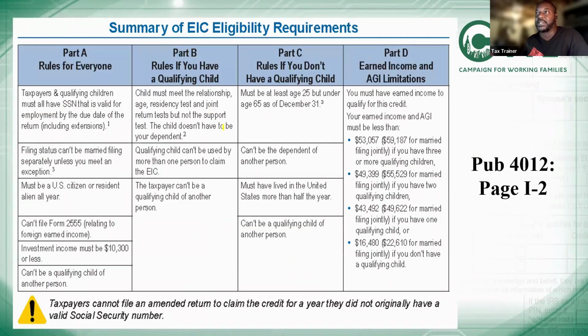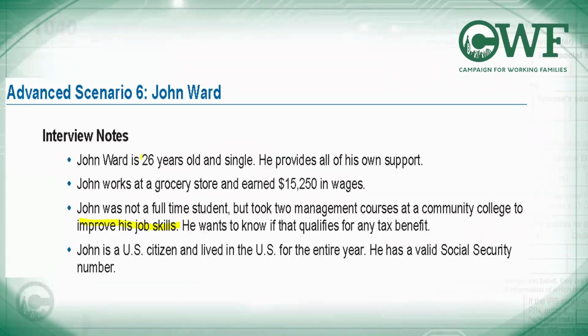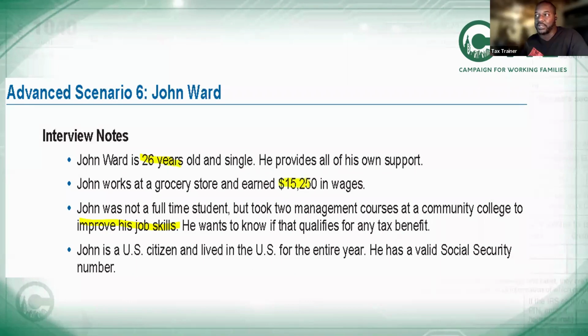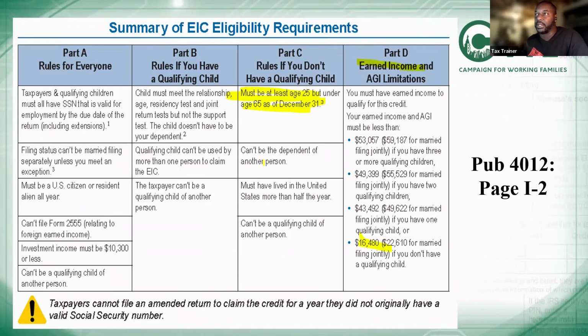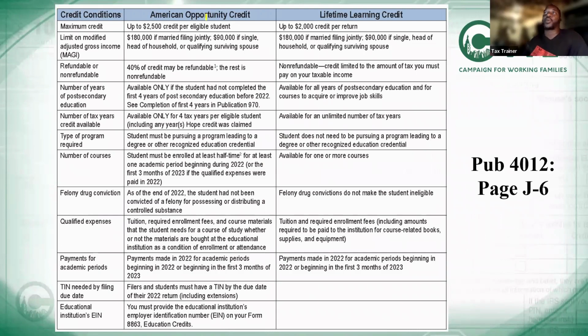Can he get EIC? Yeah. How old is he? He's 26. And he made 15,250. So let's see. Yep. His earned income is what? Look at his age. His age is good, right? He's looking good. All right, so we're good there. And then what kind of credit would he get?